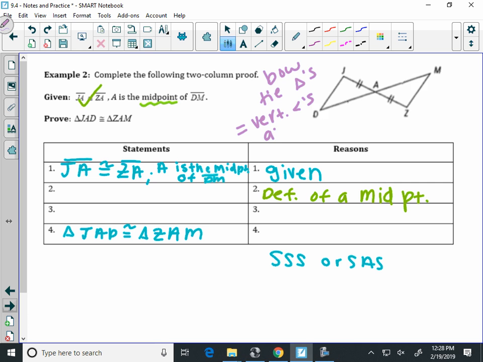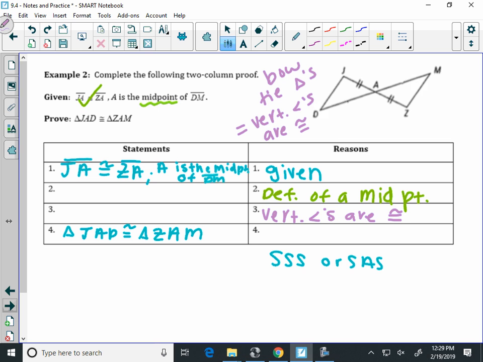angles are congruent. Okay? Vertical angles are congruent. Every single time, whenever you're given bow tie triangles, 98% of the time, that's going to be your automatic reason. So I'm going to put that as my reason. Vertical angles are congruent. Every time. 98, 99% of the time. Sometimes they give us enough information we don't have to use that. Sometimes, most of the time, we do.